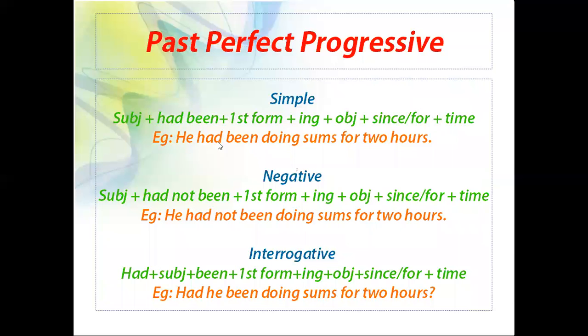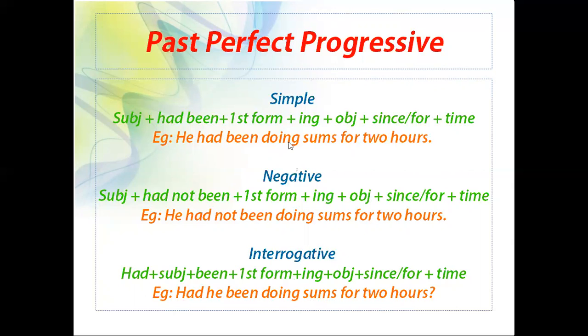For example, he had been doing sums for 2 hours. While writing in negative: subject plus had not been plus first form plus ing plus object plus since or for plus time. For example, he had not been doing sums for 2 hours. In interrogative: had plus subject plus been plus first form plus ing plus object plus since or for plus time. For example, had he been doing sums for 2 hours?